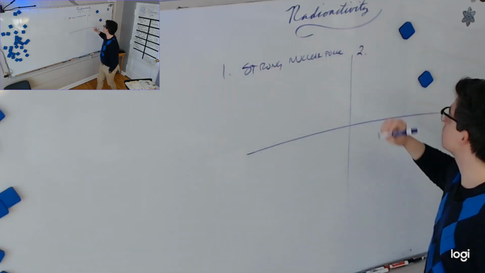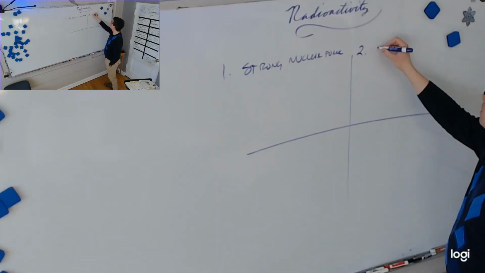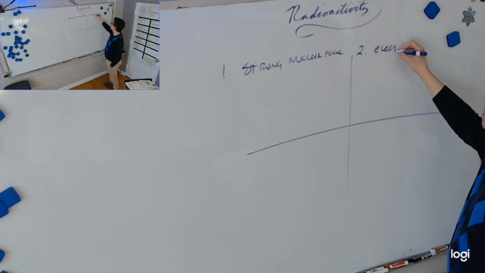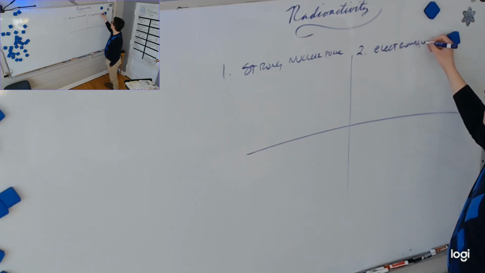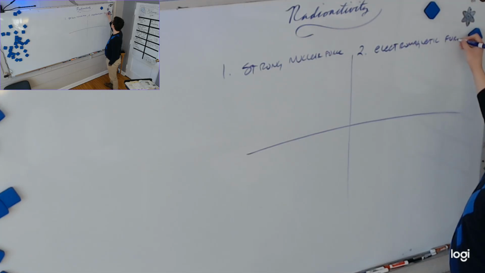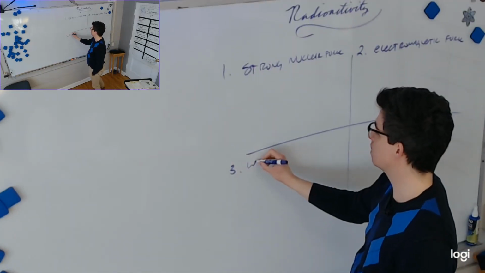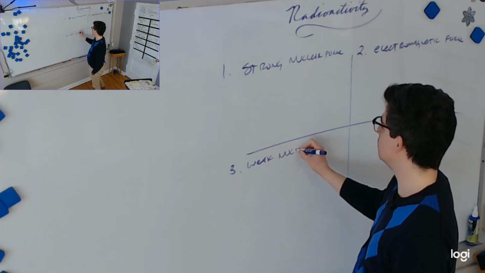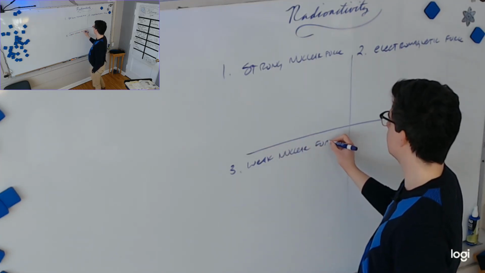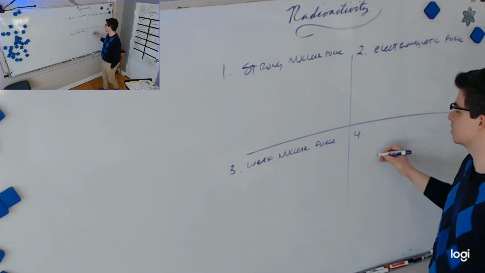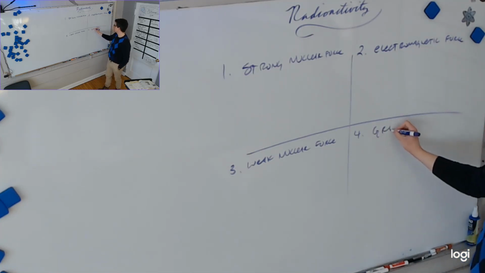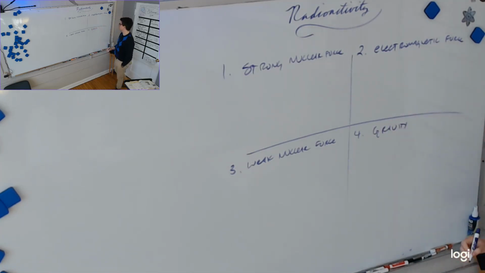What's the second strongest force of the universe? Electromagnetic force. What's the third strongest force of the universe? Weak nuclear force. And the weakest force of the universe is? Gravity, or the gravitational force.